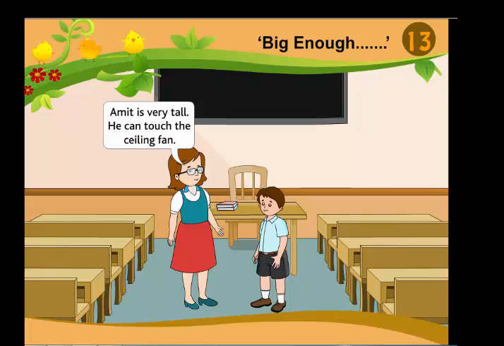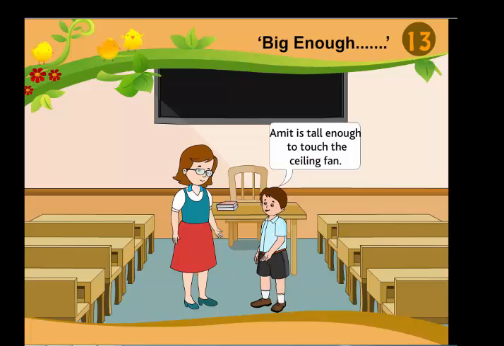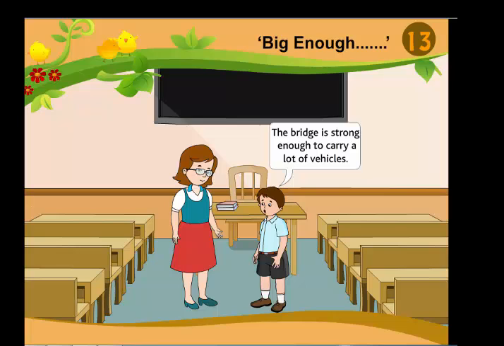Amit is very tall. He can touch the ceiling fan. How can he touch the ceiling fan? Amit is tall enough to touch the ceiling fan. The bridge is very strong. It can carry a lot of vehicles. How can the bridge hold a lot of vehicles? The bridge is strong enough to carry a lot of vehicles.